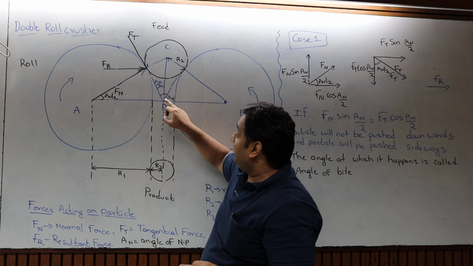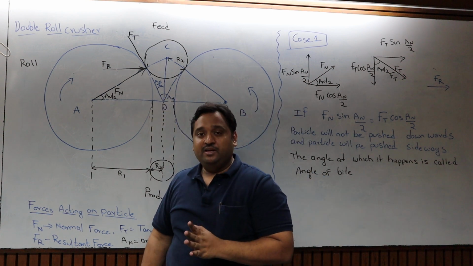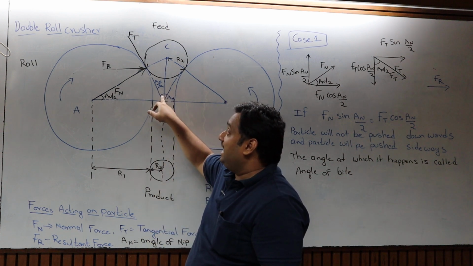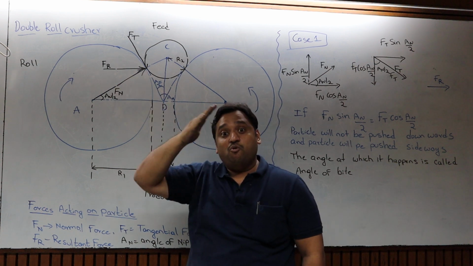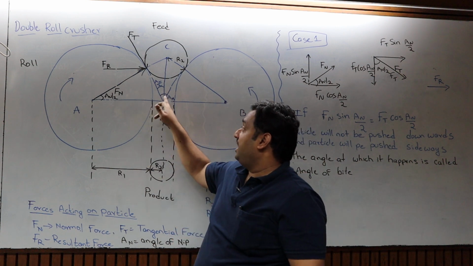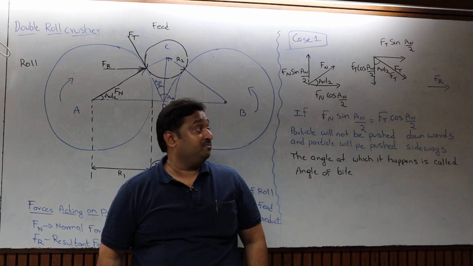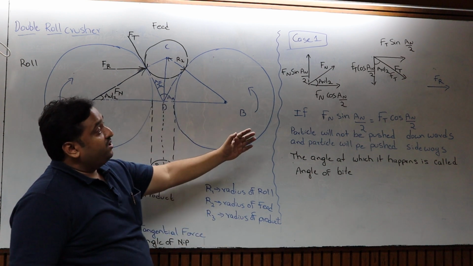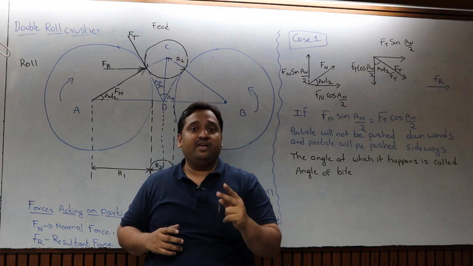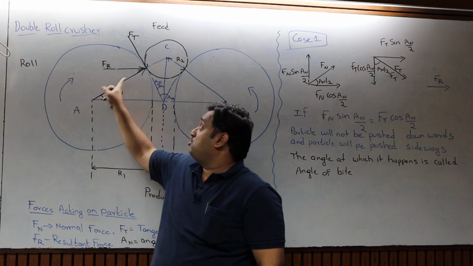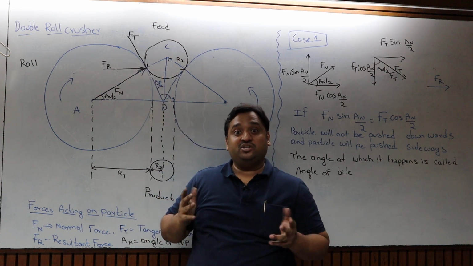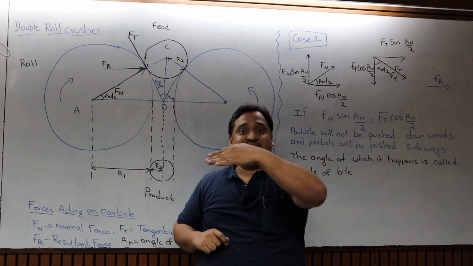The angle alpha N is called the angle of nip because it plays an important role. Based on this angle, the direction of the resultant force depends, whether it is acting upward, horizontal or downward. The angle of nip will decide. Let us do the force balance. There are two forces: Fn, the normal force, and Ft. Based on the magnitudes and directions of Fn and Ft, the resultant will depend.